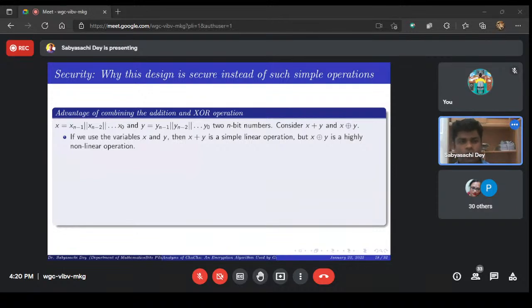Suppose there are two numbers, x and y, both n-bit numbers. I write them in concatenation form: x_{n-1}, x_{n-2}, up to x_0, and y is y_{n-1}, y_{n-2}, like that. Now look at the addition operation x plus y, and also the XOR operation x XOR y. If we use the variables x and y, suppose z is equal to x plus y. So x plus y is definitely a very simple operation. But using the variables x and y, x XOR y becomes a very complicated operation. Algebraically, x XOR y means nothing. X XOR y is a simple operation where we write it in concatenation form, but if we want to solve it by an algebraic equation using the variables x and y, it is a very complicated operation. It's a highly non-linear operation.